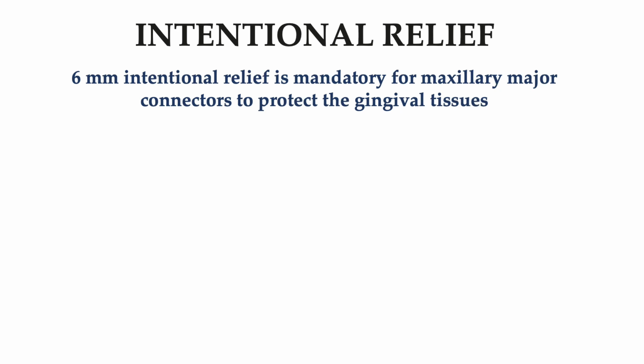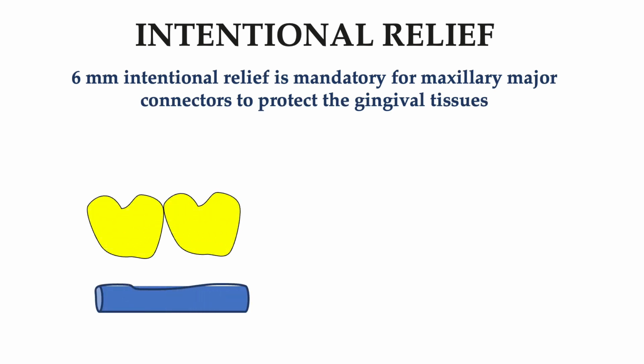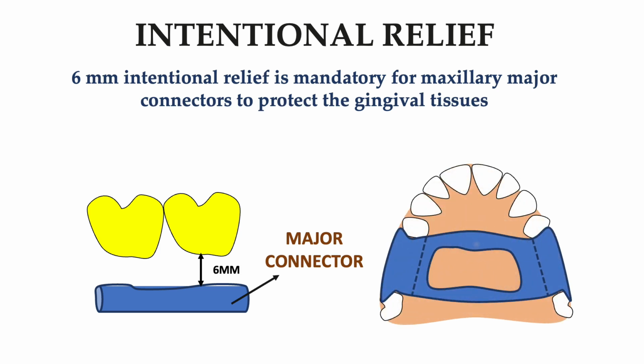A 6 mm intentional relief is mandatory for the maxillary major connector to protect the gingival tissue. As you can see in the figure, we have a dentition and a maxillary major connector as shown in blue color. The distance between the dentition or gingival margin and the major connector is 6 mm. In the next figure, again the distance between the gingival tissue and the major connector is 6 mm.